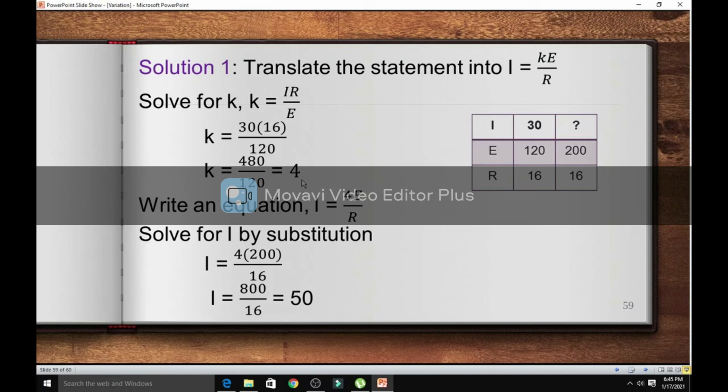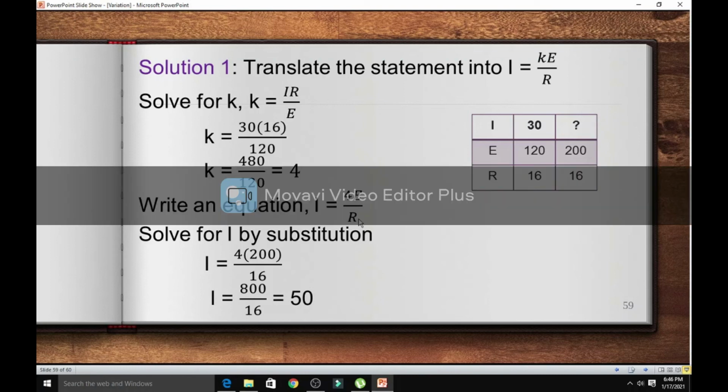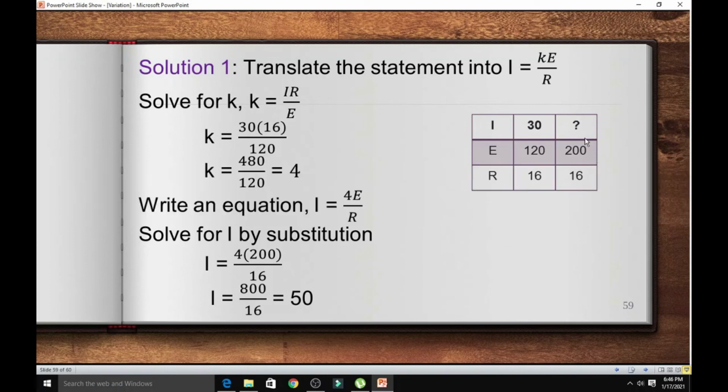So, ngayon, after that, yung value ni K na yon ipapalit natin dun sa original equation natin kanina, yung I is equal to KE over R, para mahanap natin yung equation ng variation. So, nung pinalit, ang magiging equation natin ay I is equal to 4E all over R. Okay po? So, ngayon, hahanapin na natin yung I. Nawawala kasi si I, di ba? So, hanapin natin si I given that E is 200 and R is equal to 16. So, yun yung ipapalit natin dito sa equation natin para mahanap natin si I.